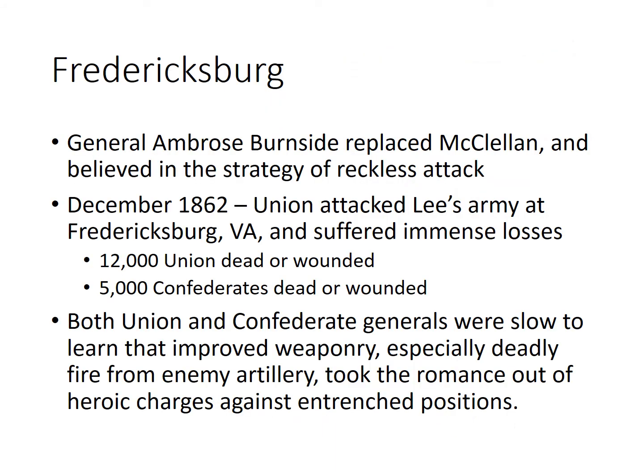General Ambrose Burnside replaced General McClellan, and he believed in the strategy of reckless attack, which unfortunately was not good. So in December 1862, the Union attacked Lee's army at Fredericksburg, Virginia, and ultimately suffered immense losses. 12,000 Union members were dead or wounded, and 5,000 Confederates were dead or wounded.